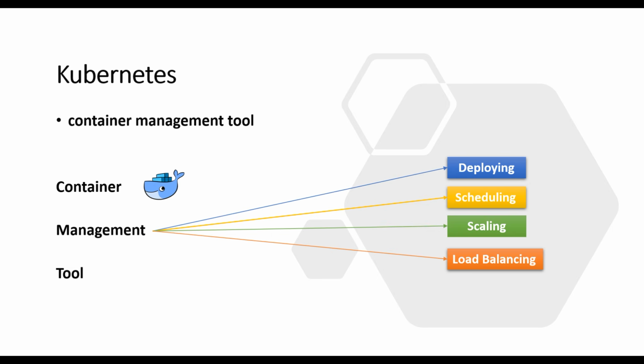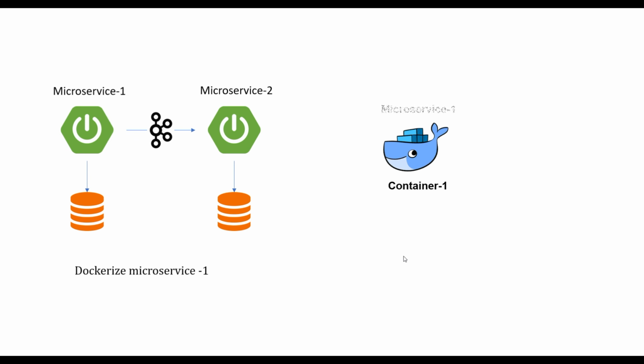I hope you understand what Kubernetes is and why it is called a container management tool. Now let's discuss a use case to understand why Kubernetes came into the picture. Let's say I have two microservices, microservice 1 and microservice 2, and each connects to its own database, and both microservices communicate with each other using a Kafka messaging queue. Now I want to run the entire application in containers like Docker. What do I need to do? First I need to Dockerize microservice 1. Since this is a Spring Boot application, I need to create the Docker image of microservice 1, which is called Dockerizing the microservice. Then I will deploy microservice 1 in container 1.